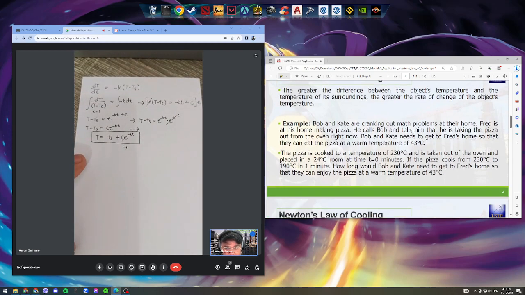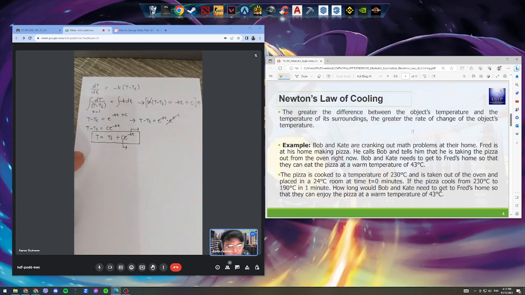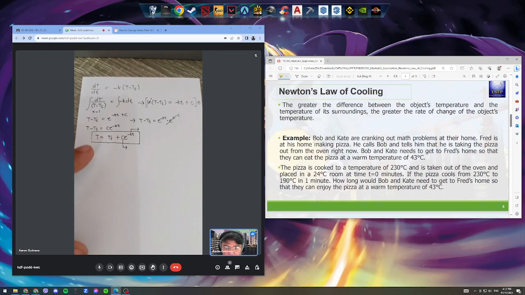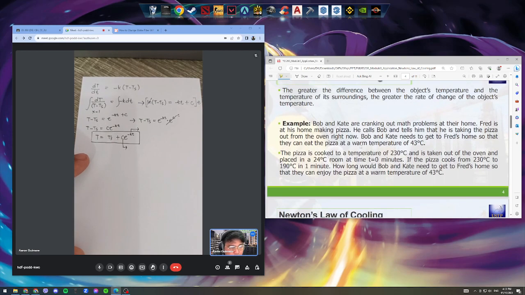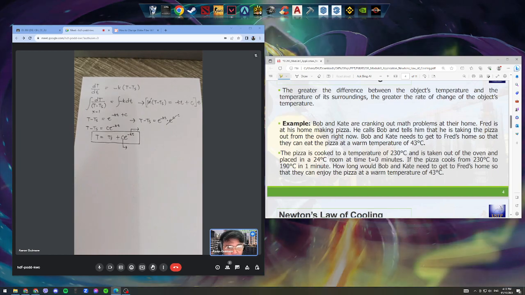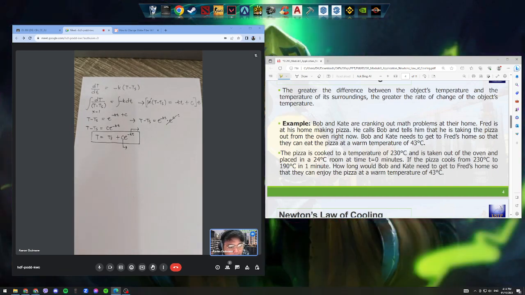So let's try applying this model equation of ours to a sample problem we have here. Let's read it together. I hope you can follow by reading along. Okay? Bob and Kate are cranking out math problems at their home. Fred is at his home making pizza. He calls Bob and tells him that he is taking the pizza out of the oven right now. So Bob and Kate need to get to Fred's home so that they can eat the pizza at a warm temperature of 43 degrees Celsius.